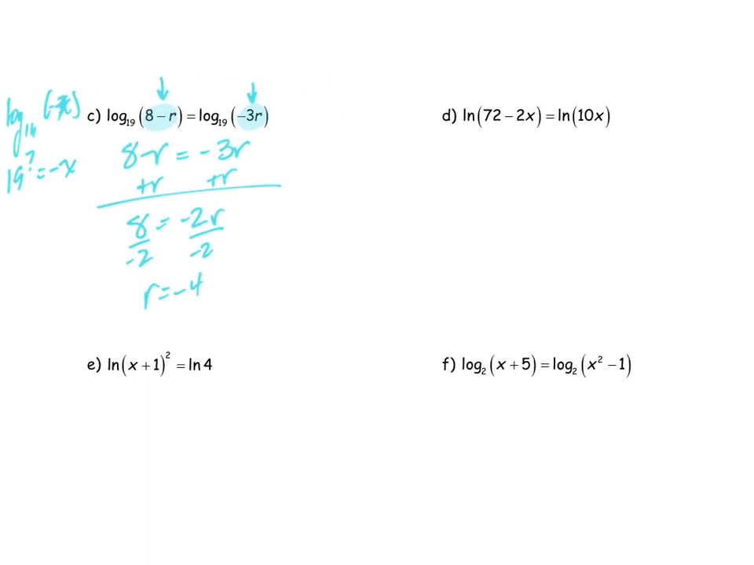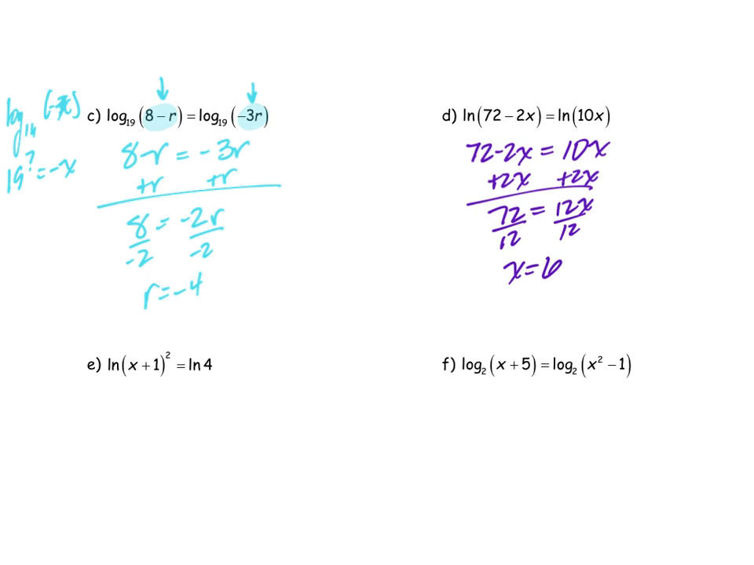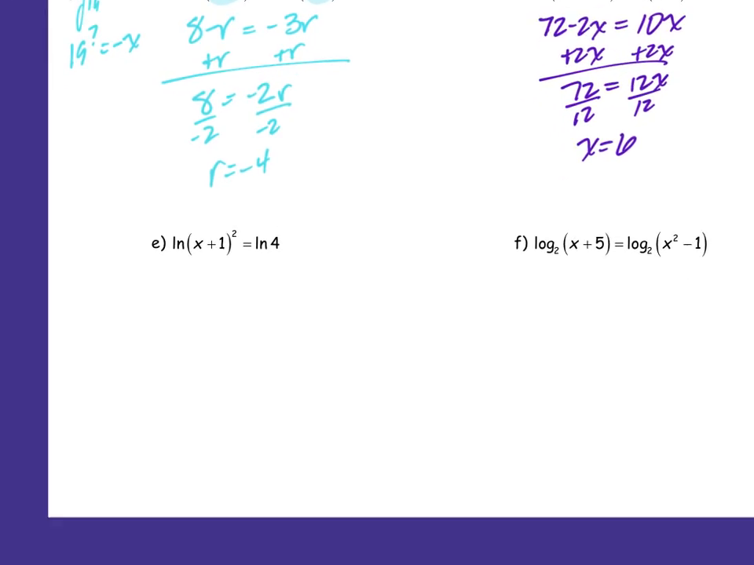So D, they have the same base. They're both natural logs. So I've got 72 minus 2x equals 10x. So add 2x, and I get 72 equals 12x. Divide by 12, and x equals 6. Okay. And then we've got E and F.